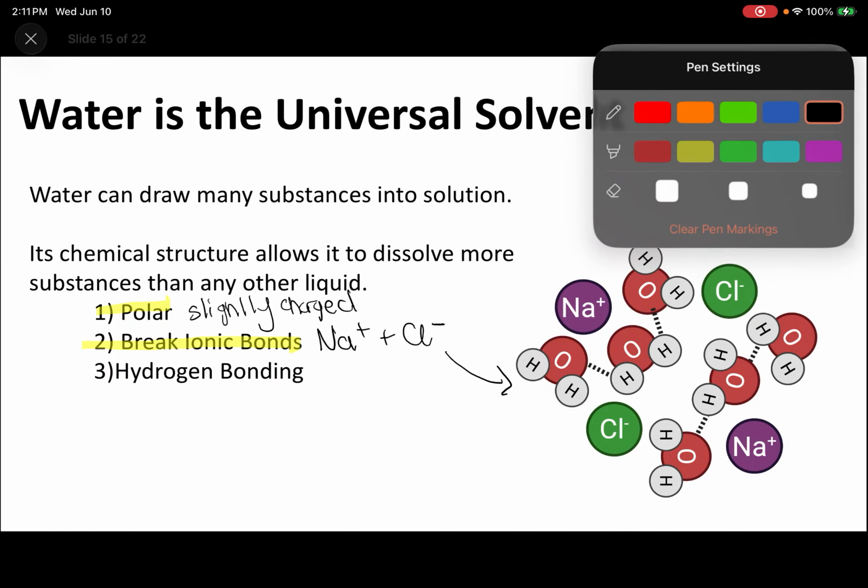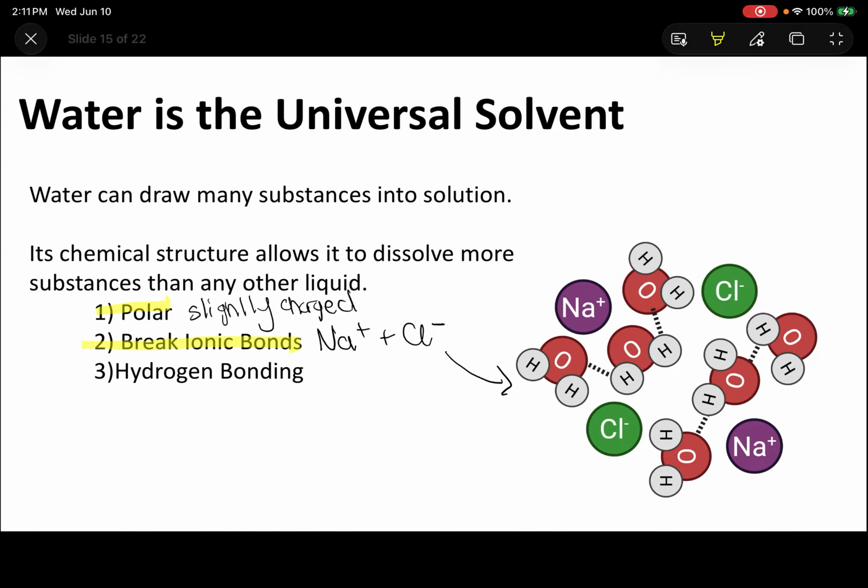Additionally, water is capable of hydrogen bonding. So water can hydrogen bond with itself and create these distinct areas within the solution that can kind of keep the sodium and chloride away from each other. So it's able to bring these structures into solution much more easily. However, that does not mean that water can dissolve everything.